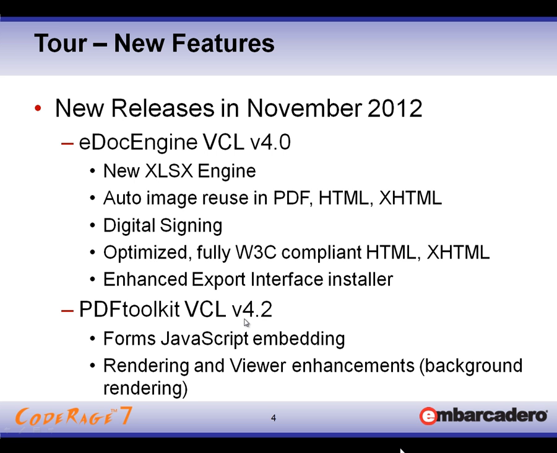For example, there's a feature now where all images in the input document are scanned to see if they are repeated, and there's optimization taking place automatically that only stores a single image for all those repeated images in PDF and HTML formats. The other big feature that we added is digital signing and some others as well.